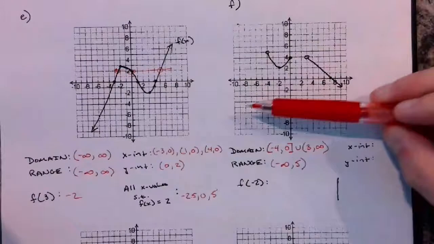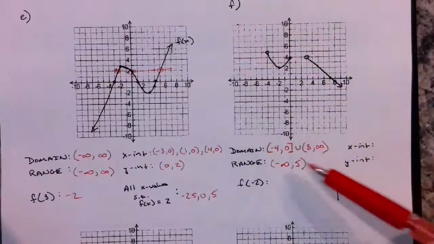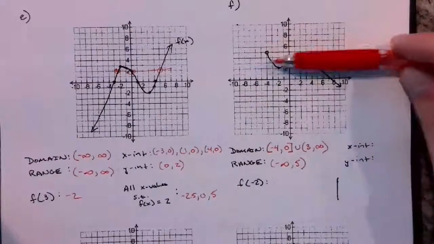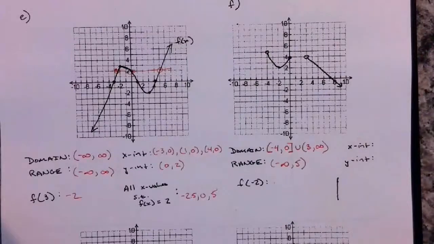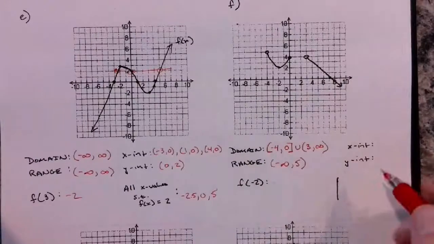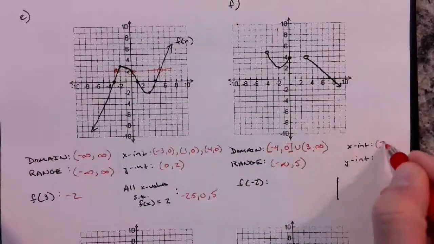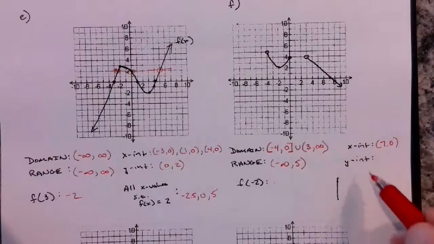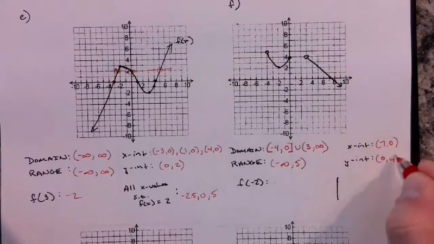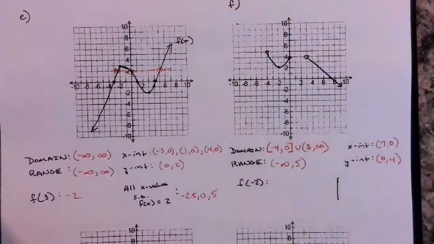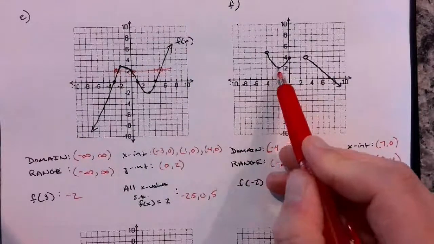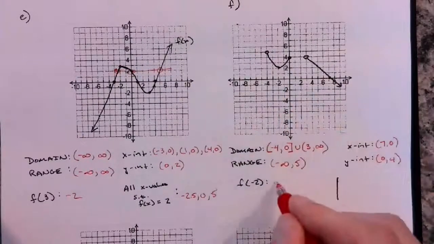Because there's no break in the y values when you go up, you don't have to worry about putting any union there because this does attain all the y values between here and the top. If I was looking for the x-intercept, where's it across the x-axis? Well, in this case, it's at x equals 7, so this would be the point (7, 0). The y-intercept, where's it across the y-axis? Well, that's at the point (0, 4), right? Because that's where the y-axis is, or the y-intercept is. And then f of negative 2, when x equals negative 2, we're looking for the y value. The y value there is 2.